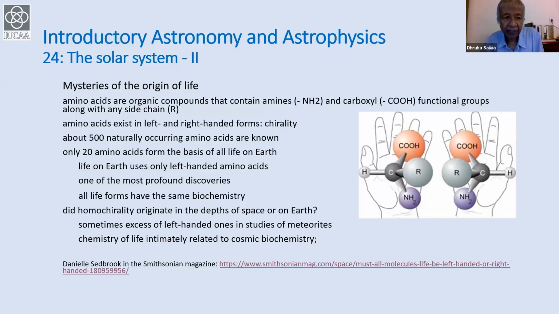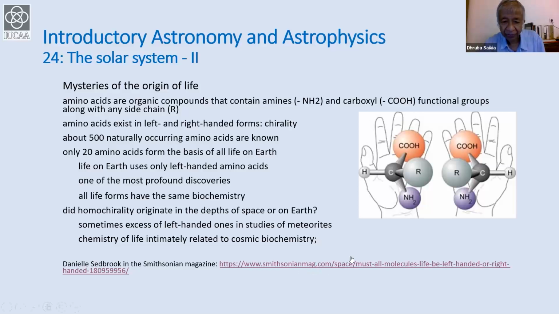And amino acids exist in both left and right-handed forms. It's like your left and right-hand gloves, which don't fit into each other. They're sort of mirror symmetric. And this comes from the Greek word chirality. And there are about 500 or so naturally occurring amino acids known, but only about 20 of these form the basis of all life on Earth. And all these amino acids are left-handed. And this has been one of the very profound discoveries.